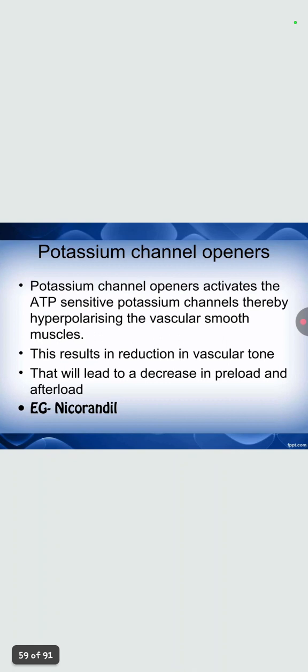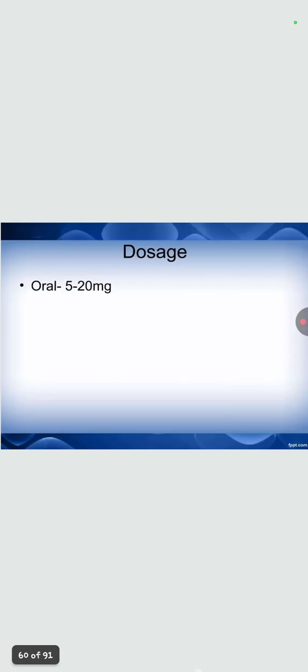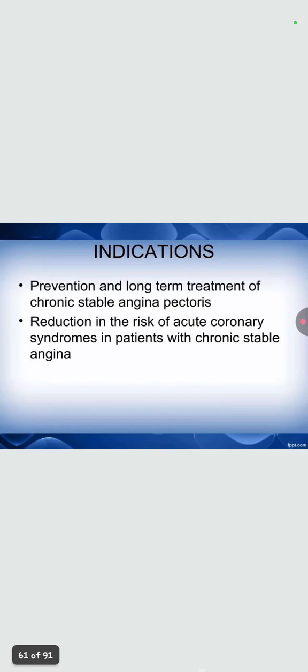Potassium channel openers. Potassium channel openers activate the ATP-sensitive potassium channel, thereby hyperpolarizing the vascular smooth muscles. This results in a reduction in vascular tone that will lead to a decrease in preload and afterload. First is nicorandil. Dosage is oral 5 to 20 mg.